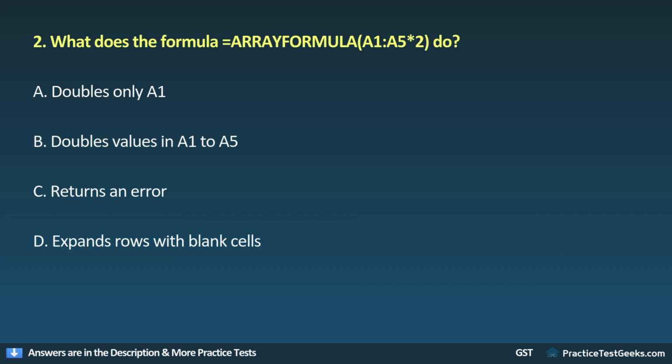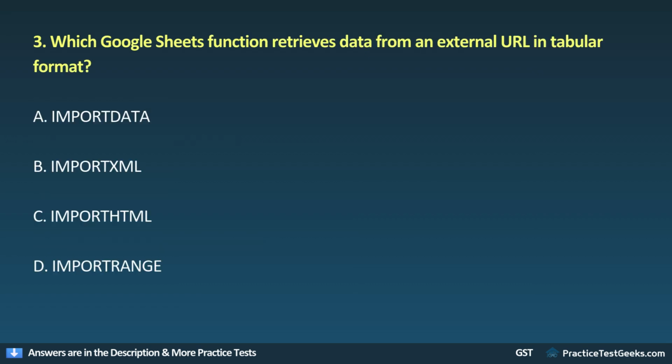C. Returns an error. D. Expands rows with blank cells. 3. Which Google Sheets function retrieves data from an external URL in tabular format? A. IMPORTDATA. B. IMPORTXML. C. IMPORTHTML. D. IMPORTRANGE.